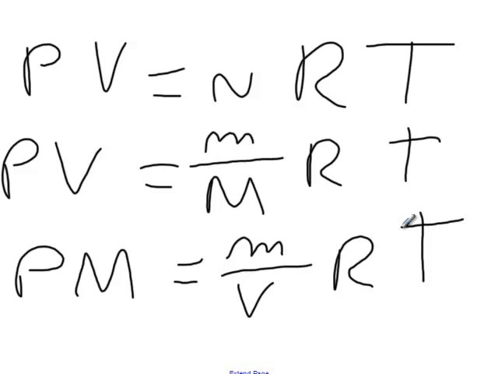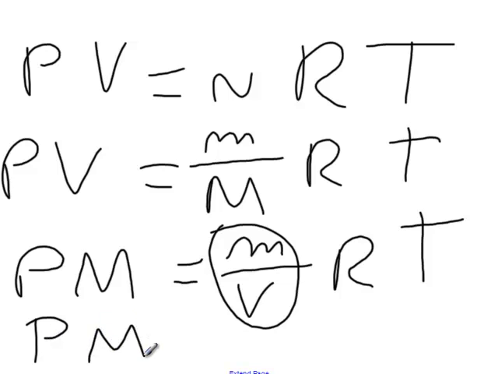Well, this mass over volume term should look very familiar to you, because mass over volume is density. That gives us a very useful form of the ideal gas law. Pressure times molar mass is equal to density times the gas constant times the temperature.